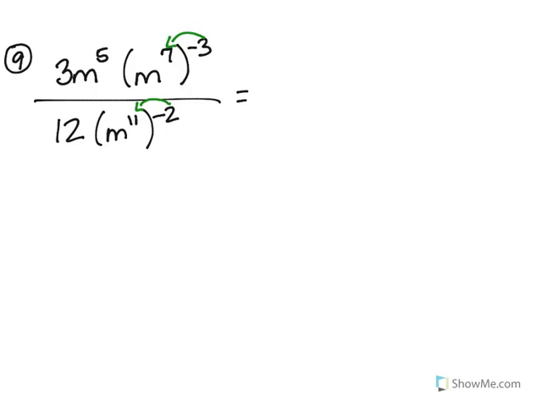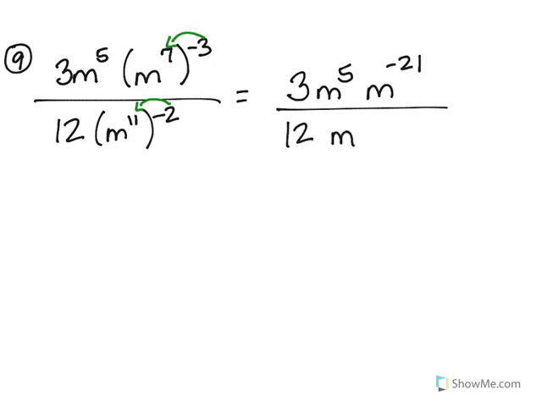Multiply. It's kind of like the distributive property. You multiply. So you've got 3m to the fifth, and this will be m to the negative 21 over 12, and this is m to the negative 22.